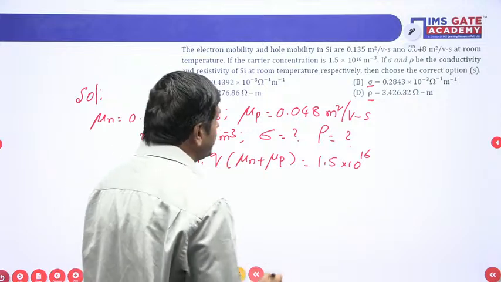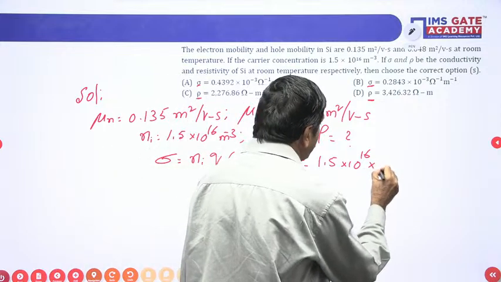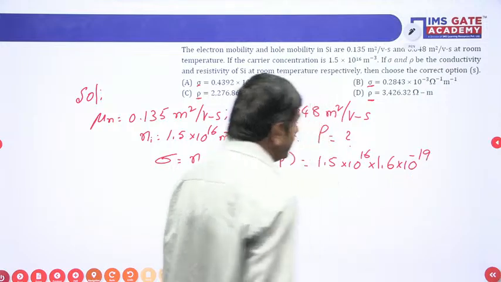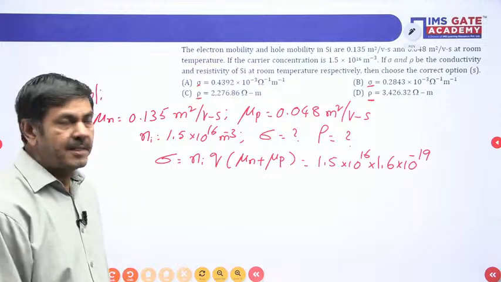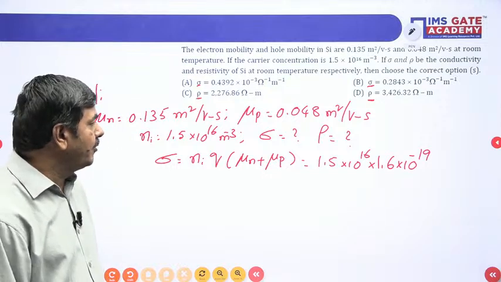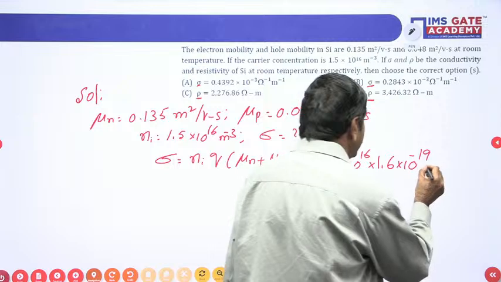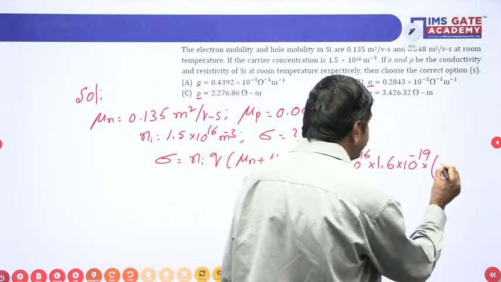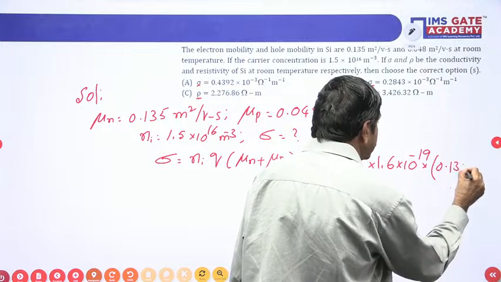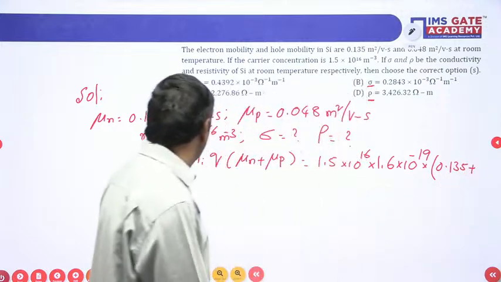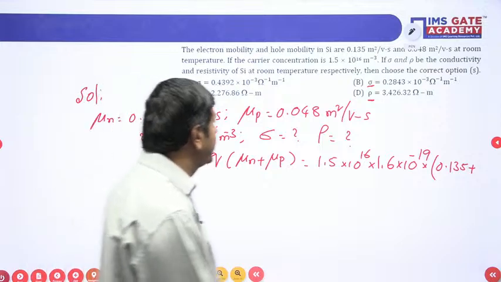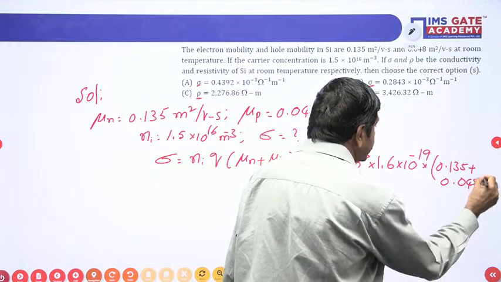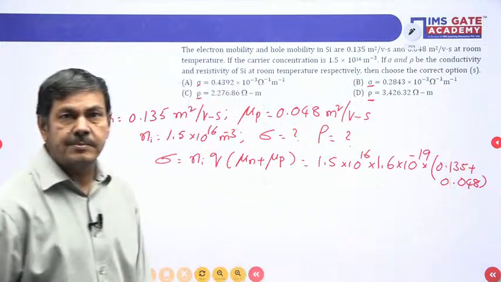And what about the Q? Q is the charge. I can write 1.6 into 10 power minus 19, approximately, I have taken. Into mu n plus mu p. Mu n is given 0.135, plus 0.048. All the values are substituted here now.